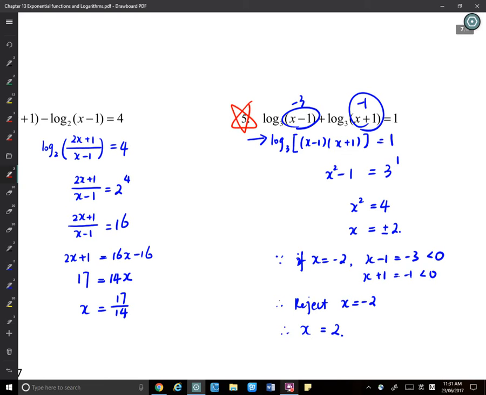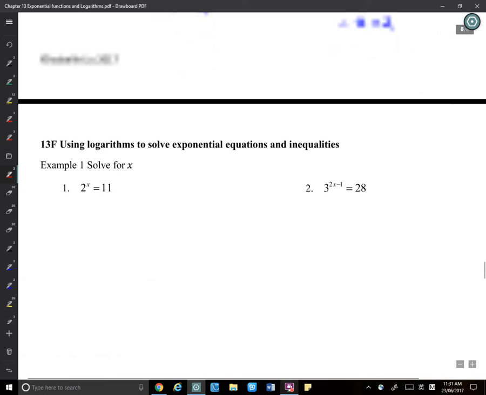Any question about this? Okay, let's have a look at the next page.